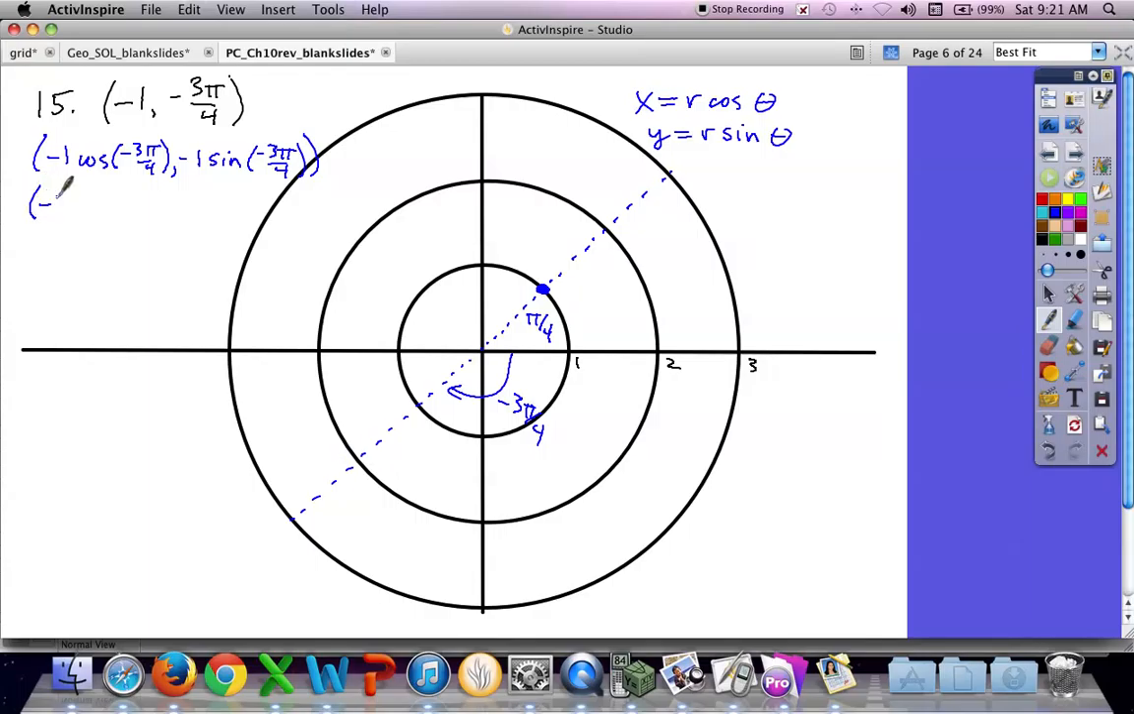Right? That'll be -1 times -√2/2, -1 times -√2/2. Right? I'm just substituting for this and this from the unit circle. Right, now I have to simplify because it's a -1 times negative. It's actually positive √2/2, √2/2. And if you have your coordinates of positive √2/2, positive √2/2, then you are in the first quadrant, and that looks right.